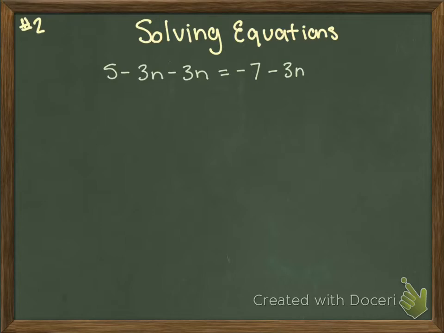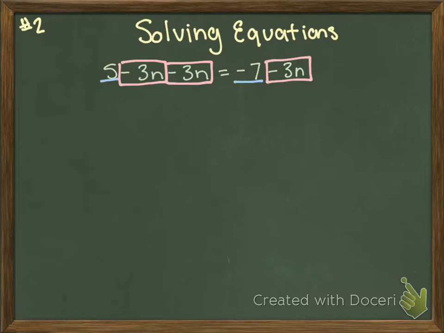So here we have constants, which are 5 and negative 7. Make sure you include the sign. Now, we need to find the ones that have the variables. So we have negative 3n, and on the other side of the equal sign, negative 3n. Now, make sure you keep the sign with it, otherwise you're going to end up getting your signs wrong, and that will affect your entire outcome.